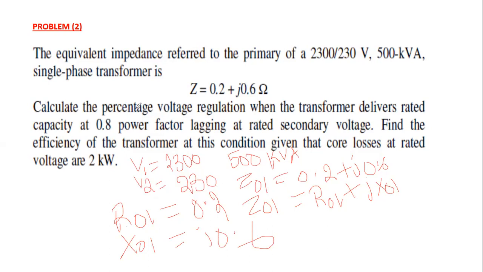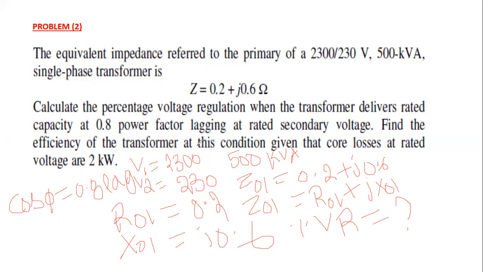Next, we calculate the percentage voltage regulation, the percentage VR. That is the percentage voltage regulation that will be calculated when the transformer delivers the rated capacity at 0.8 power factor. That means cos phi is equal to 0.8 lagging.